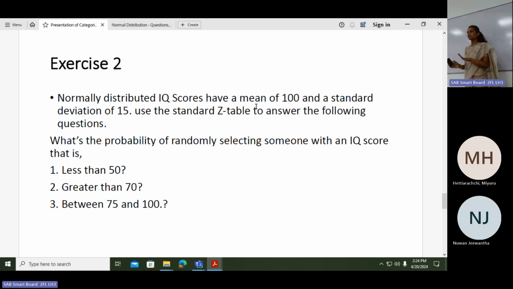First read the question. It's a very simple one. First read it. Here, what is the variable?